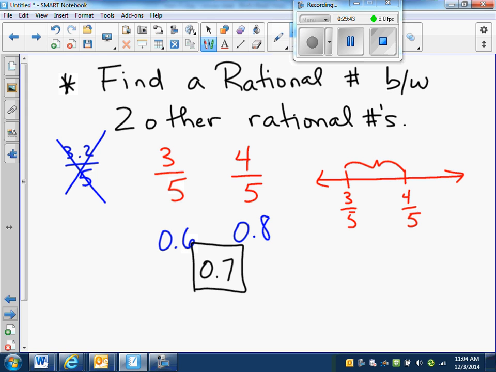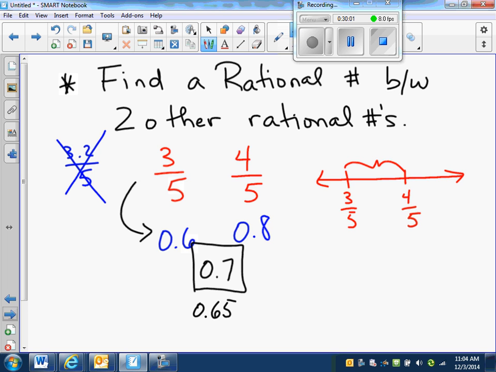Okay, also 0.65, a little bigger than 0.6, and smaller than 0.8. So it's pretty easy, I think, in decimal form to find one. So that's a good option.